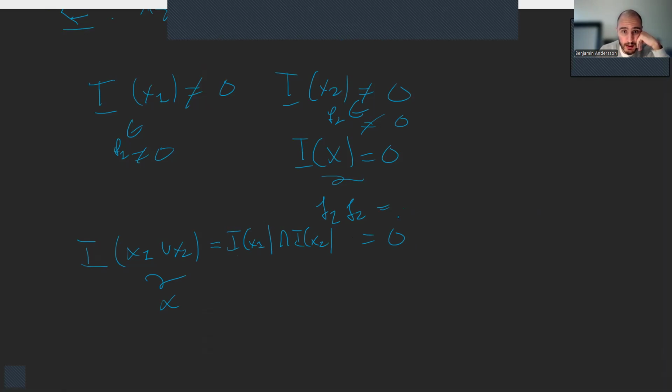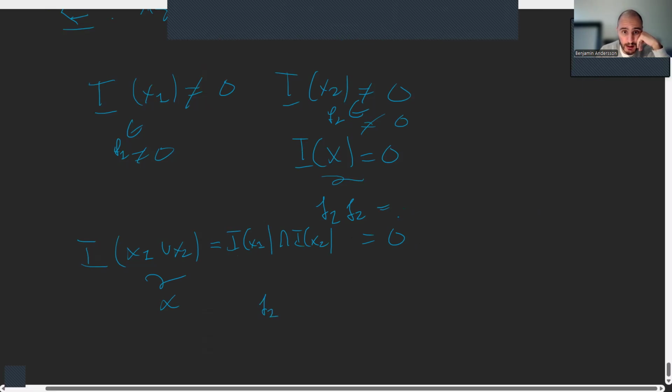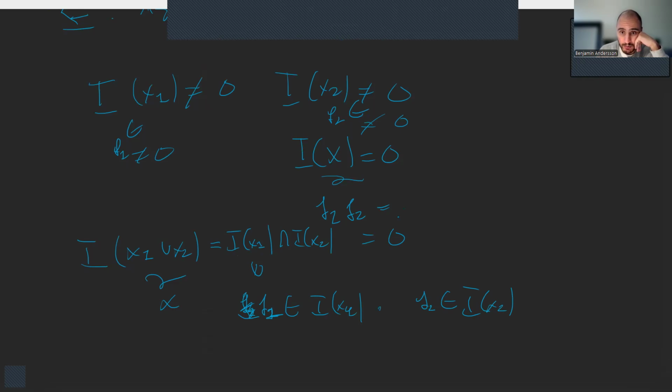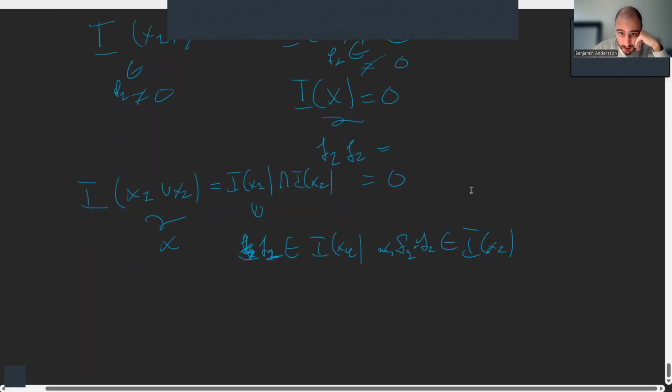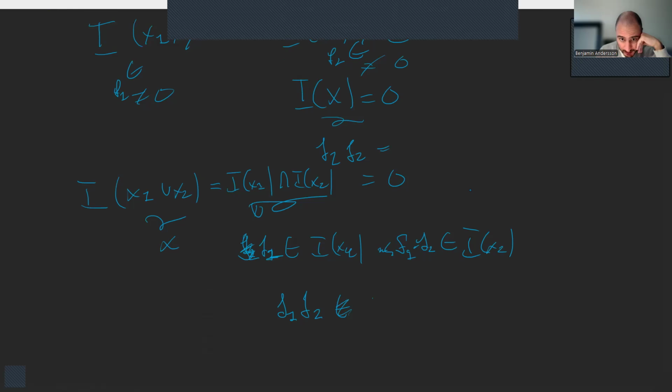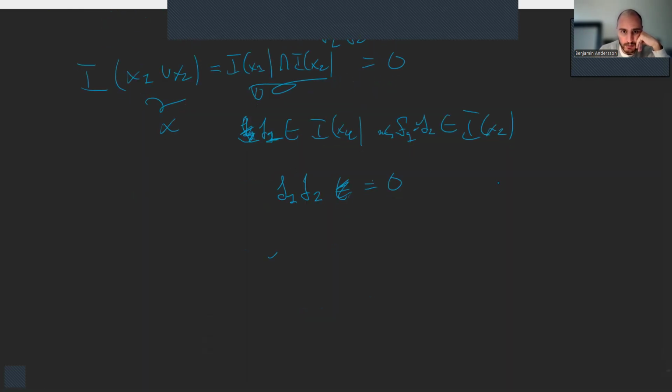But notice that these are both ideals, and since f sub 1 is in I of X sub 1, then when multiplying by f sub 2 here, this is still in I of X sub 1, and in the same way f sub 2 is in I of X sub 2, and so f sub 1 multiplied by this is still in here because both are ideals. So that means that f sub 1 multiplied by f sub 2 is in this intersection, but then it has to be 0. But by assumption, they were both non-zero. And so since both f sub i are in the coordinate ring, this is not an integral domain, and we are done.